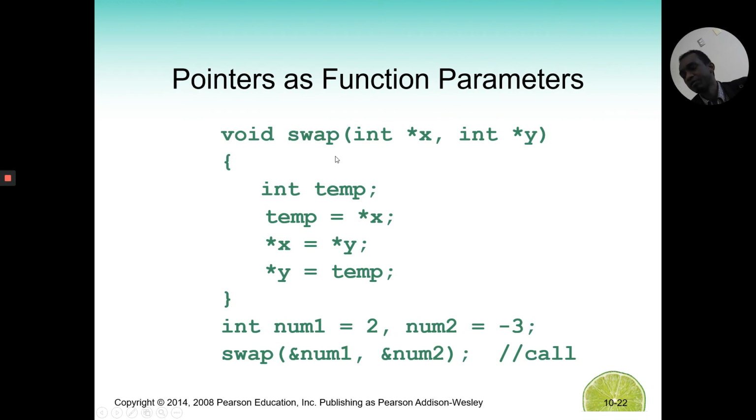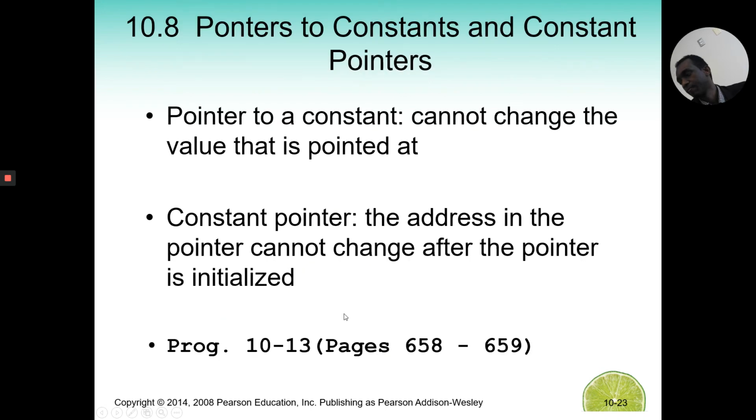You have void swap(int *x, int *y), and then a temporary. So int temp, and then temp = *x. So here you say *x = *y, and then hold the y in the temp. And then int num1 = 2, num2 = -3, then you swap the two. This is your function call.